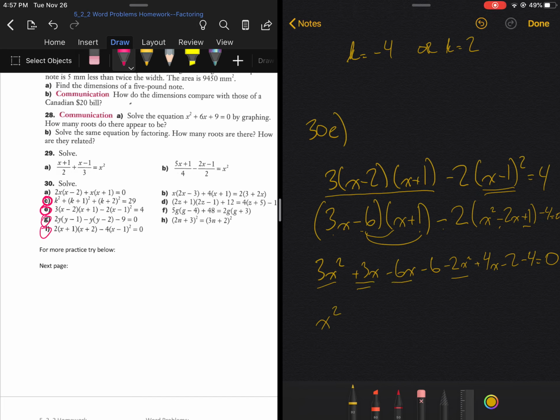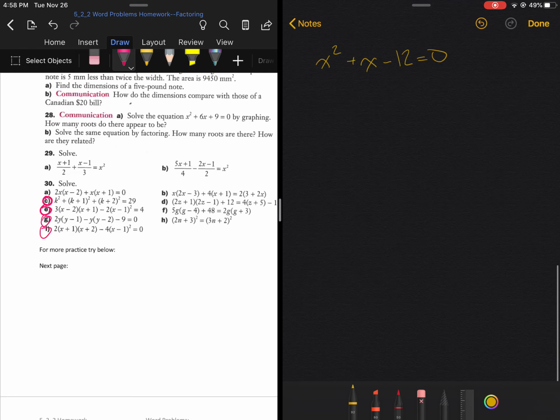All right, let's simplify. Here's my x squares. Collect it. I have an x squared there. Look at these x's. So 3 minus 6 is minus 3. Plus 4 is plus x. And now we have minus 6, minus 2, and minus 4. And that's equal to minus 12 equals 0.